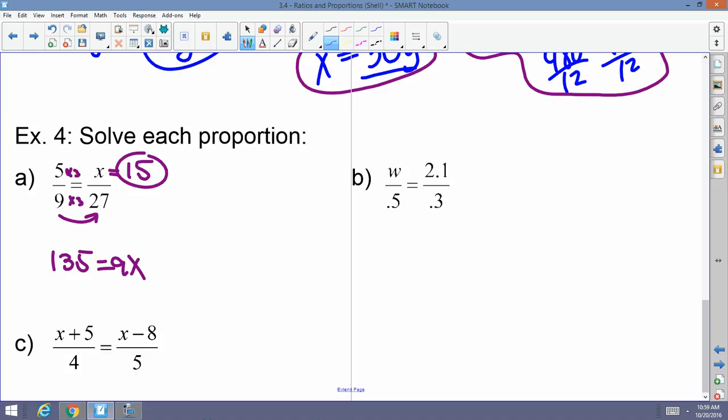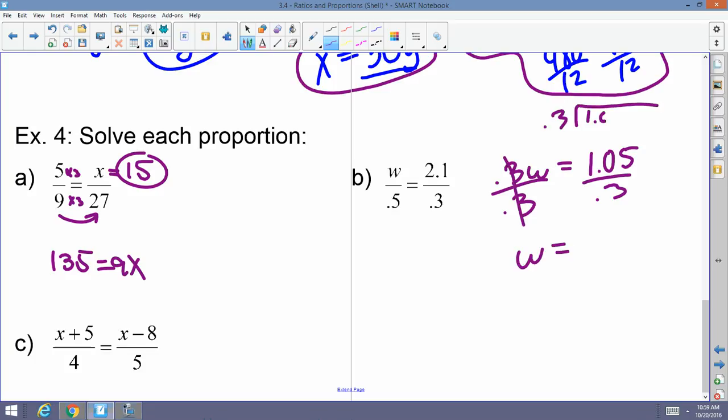Here you're kind of out of luck. So this is 0.3w equals 1.05, divided by 0.3. W equals 1.05 divided by 0.3, move the decimal 1 to the right, 1 to the right, 3 goes into 10 three times, that's 9, 15, 5. So that's going to be 3.5 equals w.